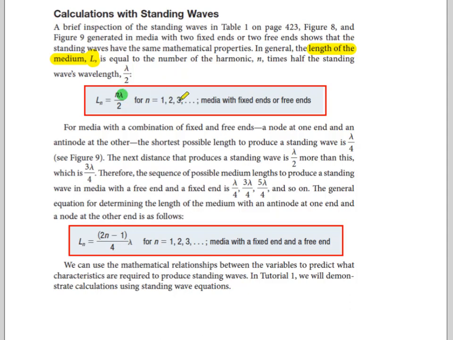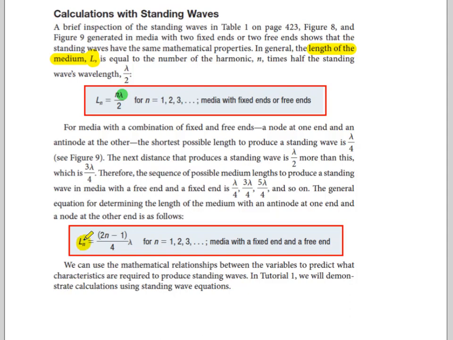Okay, so n is the number of the harmonic that we're going to be dealing with. Okay, and then you'll notice, if we put in these numbers, 1, 2, 3 for n's, we would have ended up with half lambda, 1 lambda, 3 over 2, and then 2 lambdas. Okay, so that's a pretty straightforward equation to work with. This one down here is where some people start to have some more difficulties.